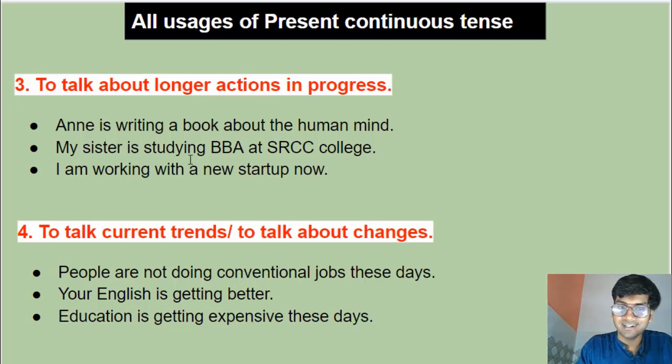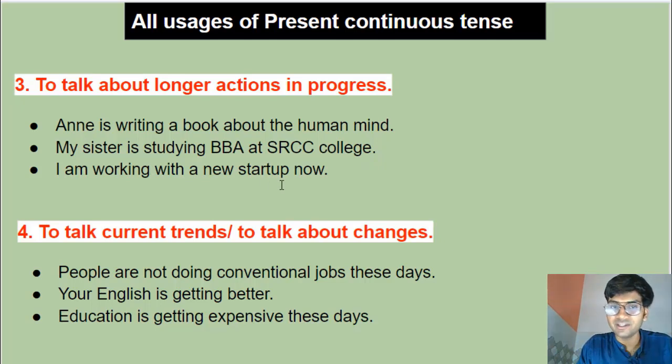My sister is studying BBA at SRCC college. My sister is doing something. What is that? Studying BBA at SRCC. Now let's understand this. It's a longer action. Doing graduation is a longer action. Doing college is a longer action, right? She might not be in the college studying in the classroom right now. This might not be happening. She might be in her room playing video games. But this action of studying at this college is on, is happening, is in the process, okay?